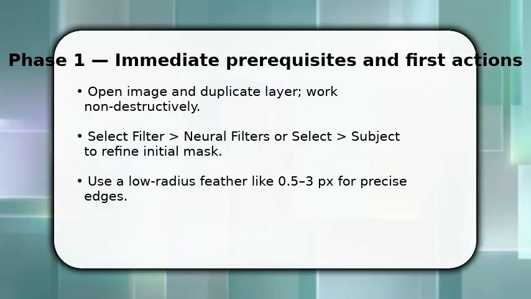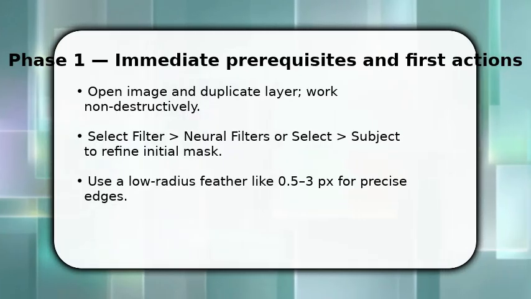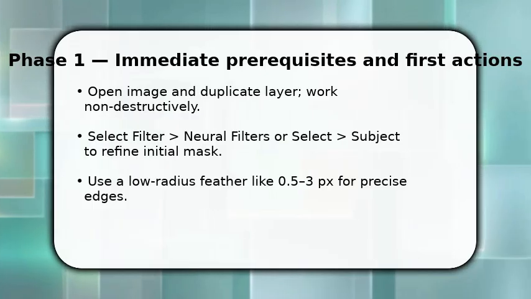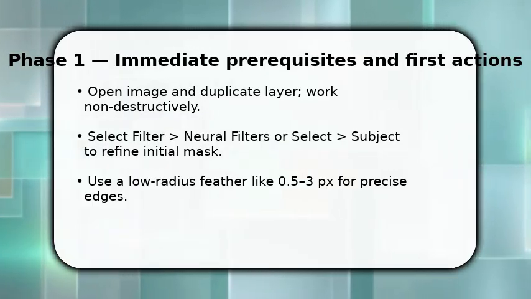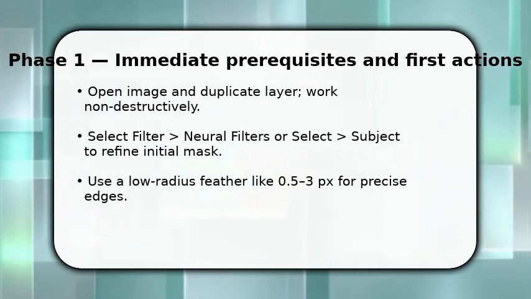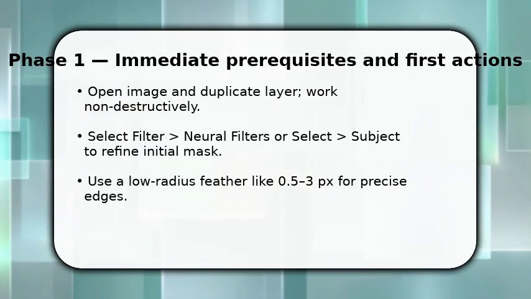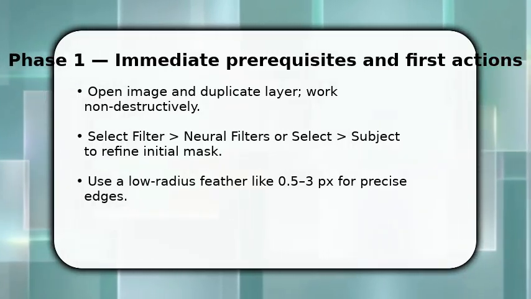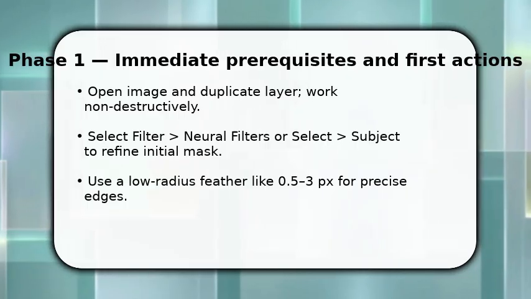You're starting on the duplicated layer, so edits are reversible. First, make an initial selection with Select Subject or the Quick Selection tool. This gives focus area a solid base. Once selected, open Select Focus Area or the Neural Filters workspace for depth-based options. You'll want a subtle radius and feather, these smooth transitions, and prevent halos.